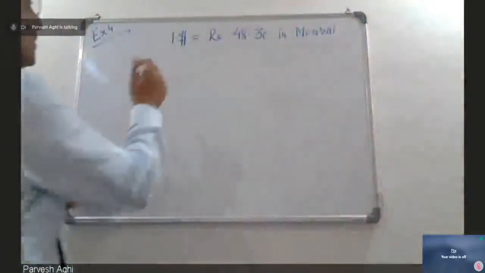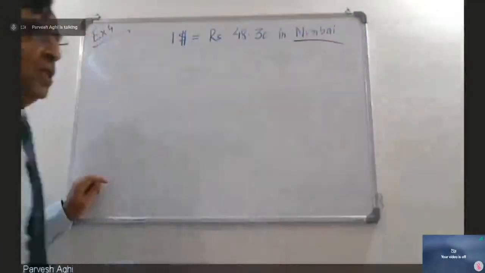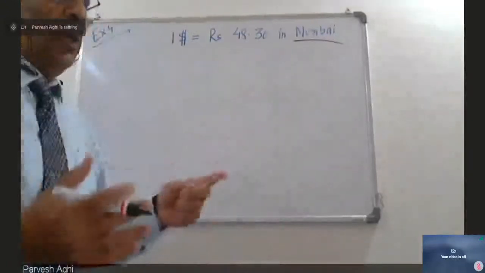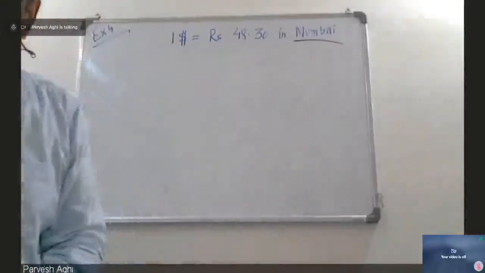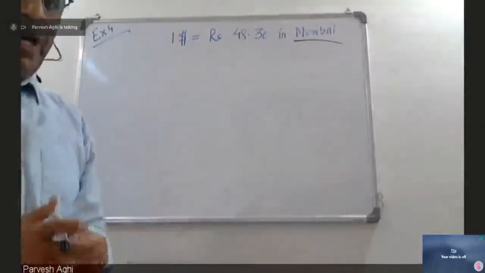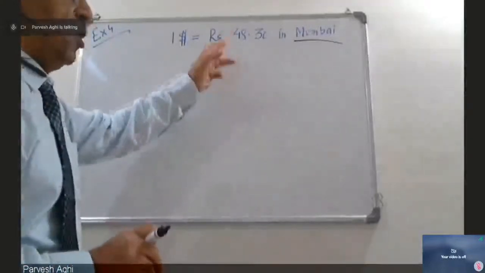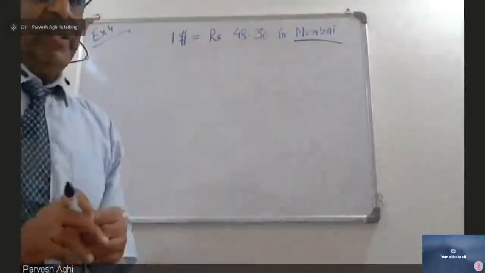So $1 is given. So this is in Mumbai. Okay. So let us find out the same rupee is quoted for how many dollars abroad. If it is more or less, then only the arbitrage is possible. If it is expensive or cheaper abroad, then we can say there is an arbitrage.